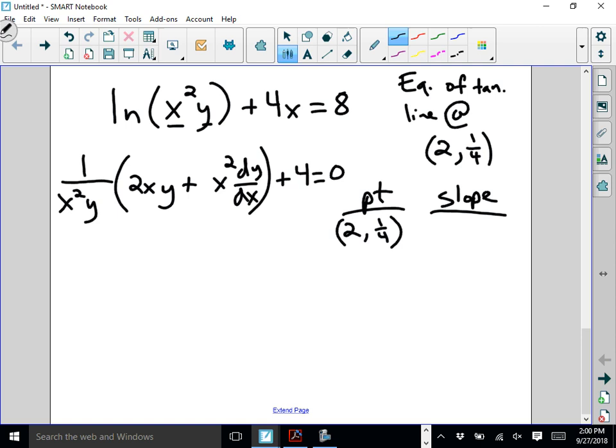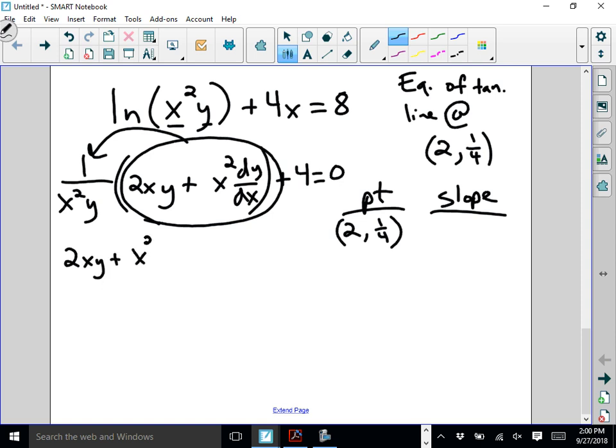Okay, I'm going to clean this thing up a little bit before I try and get dy dx on its own. I'm just going to put all of this on top of the fraction. So I got 2xy plus x squared dy dx over x squared y plus 4 equals 0. So I got to get dy dx by itself. A couple of things here. I'm just going to move that 4 over right away.